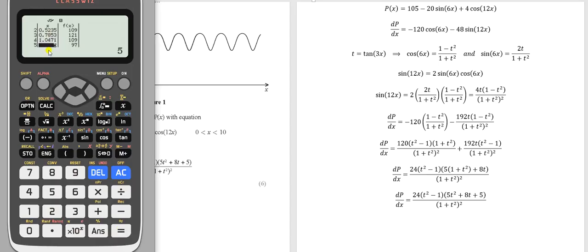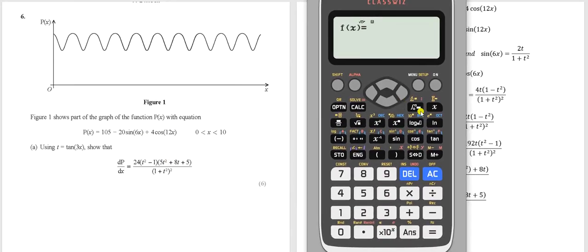If this starts to become tedious and you're thinking, hang on a second, isn't there a nicer way? Well, yes, you could go to your table mode, and then this time when you enter your function, you incorporate the fact that you want some kind of pi by 12 thing going on. So you might have 105 minus 20 times sine of 6 lots of, this would be x times pi by 12. This way we can quickly and easily jump up in multiples of pi by 12. And then plus 4 lots of cos of 12 times x pi by 12.